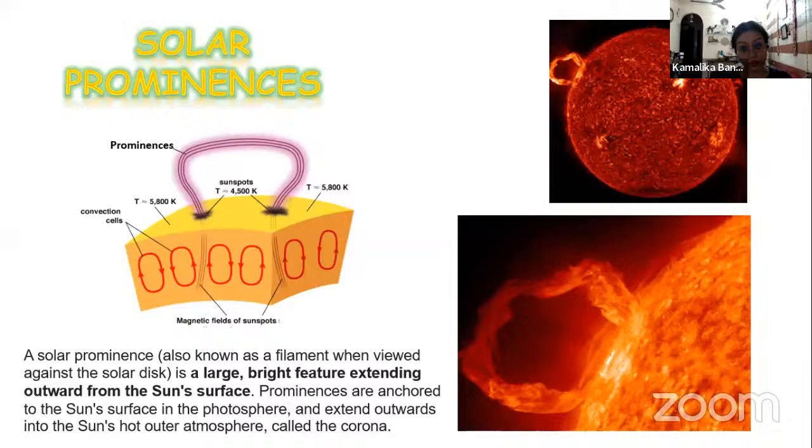Now we have talked about sunspots, and next, solar prominences. These are protrusions from the sun's surface. As you can see, a large bright feature extending outward from the sun's surface.